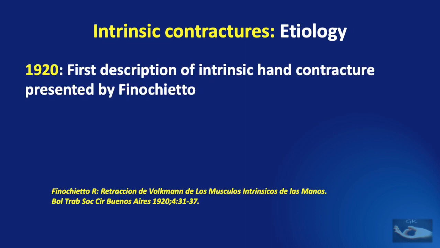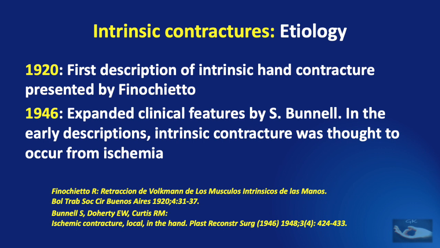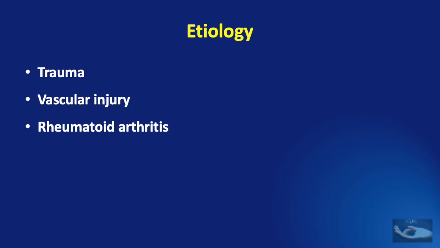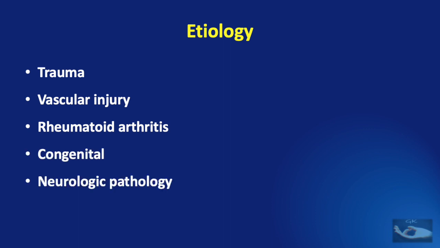It was in 1920 when the first description of the intrinsic hand contracture was presented by Finocchiaro, and in 1946 Sterling Bunnell gave the expanded clinical features, describing that the intrinsic contracture occurred due to ischemia. But better understanding of the intrinsic contracture has shown that there are multiple etiologies. Trauma, vascular injuries, rheumatoid arthritis, some congenital conditions, neurologic pathology and iatrogenic causes can cause intrinsic contractures.